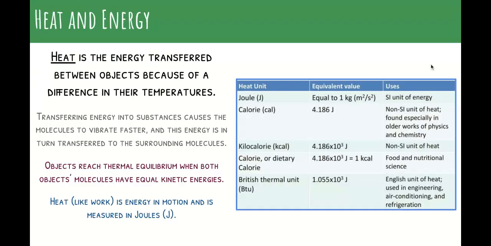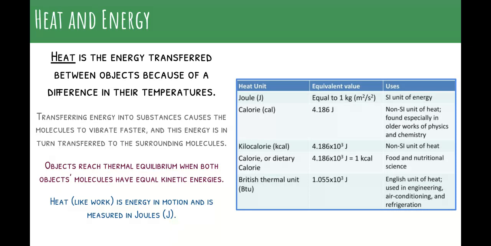So we know that heat is related to energy, obviously, okay? So heat is going to be the energy transfer between objects because of a difference in their temperatures. That is the heat. Transferring energy into substances causes the molecules to vibrate faster, and this energy is then transferred to the other surrounding molecules, okay? So that's pretty much basic chemistry, and I'm sure most of you remember that from ninth grade anyway.